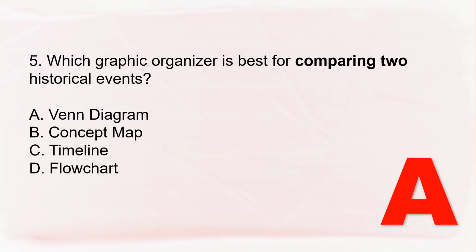For concept map, this shows relationships between ideas but is not ideal for direct comparisons. For letter C, timeline, this displays chronological order but does not compare events. For letter D, flowchart, this represents a sequence of steps rather than similarities and differences. Venn diagram is the best answer.